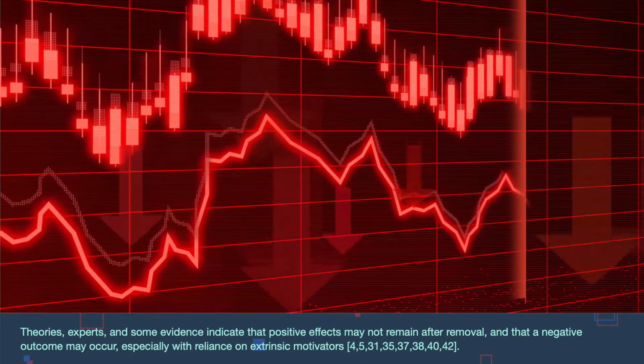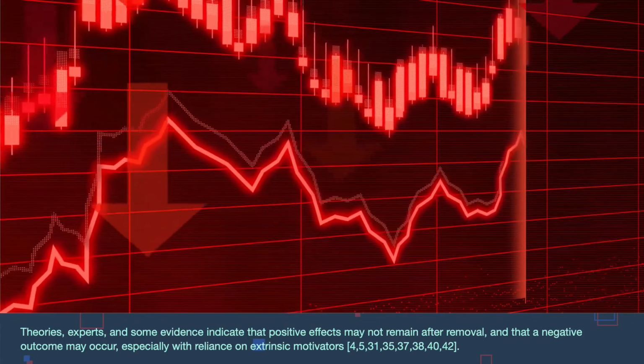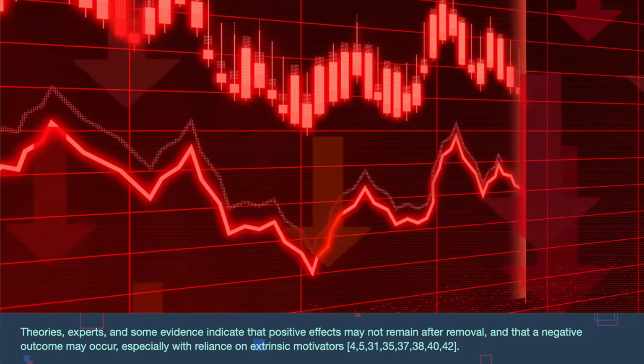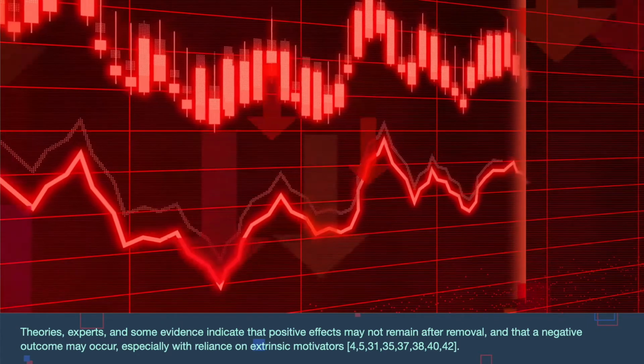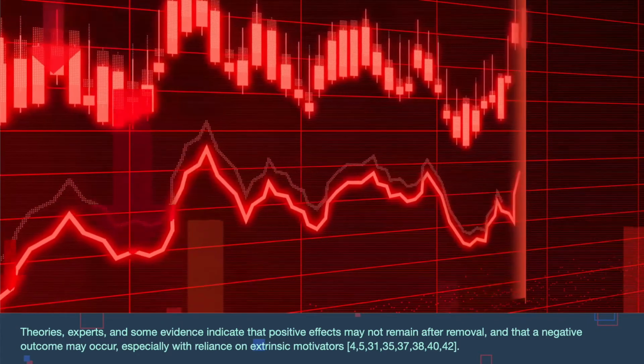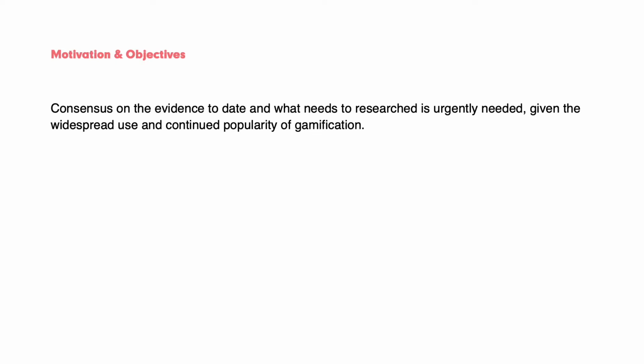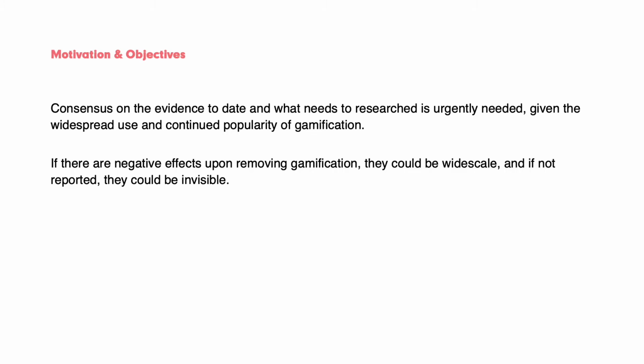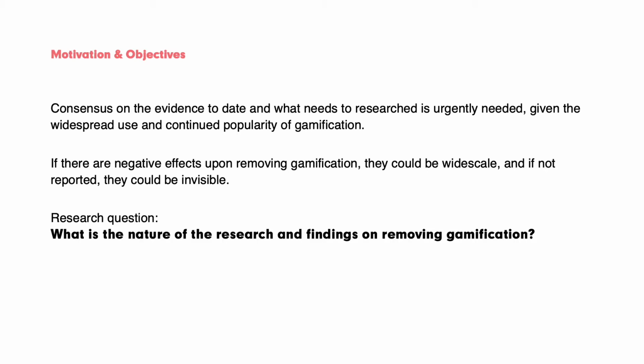Theories, experts, and some evidence indicate that positive effects may not remain after removal, and that a negative outcome may occur, especially with reliance on extrinsic motivators. Consensus on the evidence to date and what needs to be researched is urgently needed. If there are any negative effects upon removing gamification, they could be wide-scale, and if not reported, they could be invisible. I therefore asked, what is the nature of the research and findings on removing gamification?